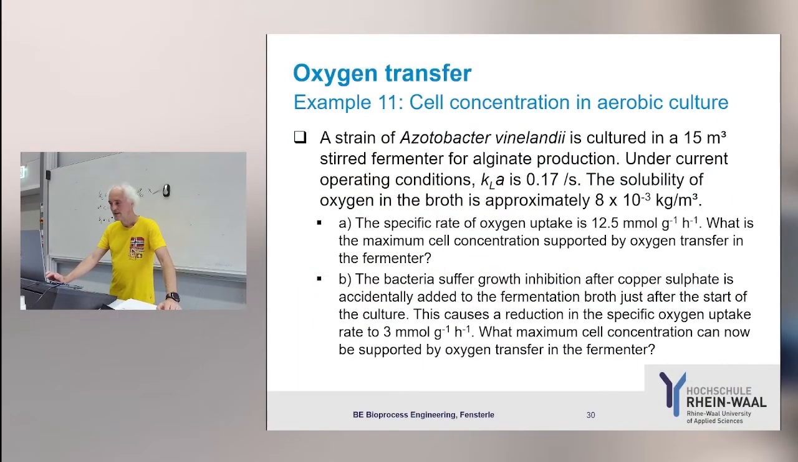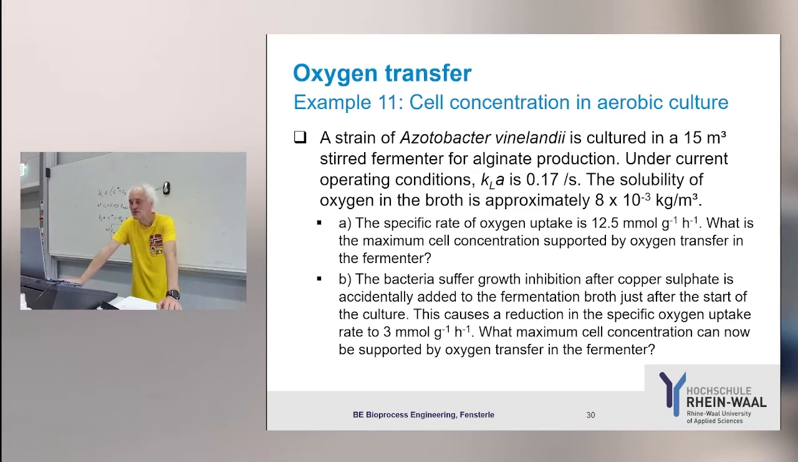So, and now we come to an example. A strain of Azotobacter vinelandii is cultured in a 50-meter cube stirred fermenter for alginate production. KLA is as depicted, and the solubility of oxygen is also as depicted. And what is the maximal cell concentration supported by oxygen transfer in the bioreactor? As this is so important, this is something I would like to calculate with you together, although it's so simple. But nevertheless, it's really important that you understand that calculation.